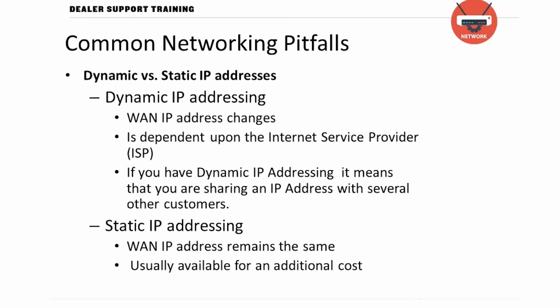There are two types of IP addresses, dynamic and static. Dynamic IP addressing is where your WAN IP address changes. This is dependent upon the internet service provider. If you have a dynamic IP address, it means that you're sharing an IP address with several other customers. This does not mean that you're sharing the IP address at the same time. This just means that your IP address cycles from a list of IP addresses that the ISP has through its customers.